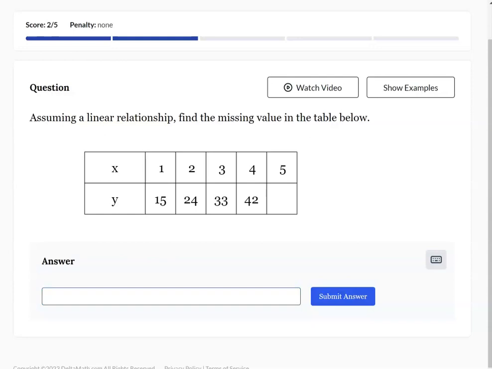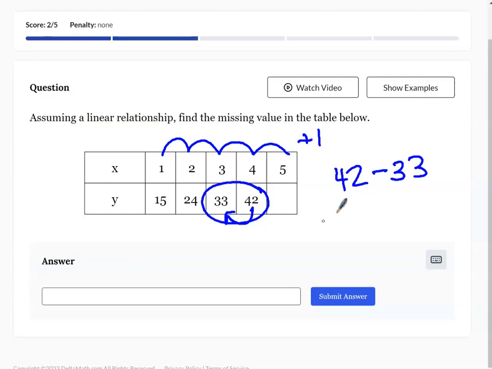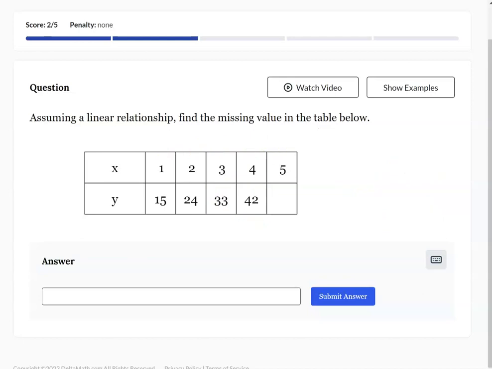Again, if your x's are going by 1s, then you can try subtracting the last y value, take away the previous y value. So you can use a calculator to compute that. 42 minus 33 is +9. So that means that my pattern was add 9 each time. And now I can find my missing number.